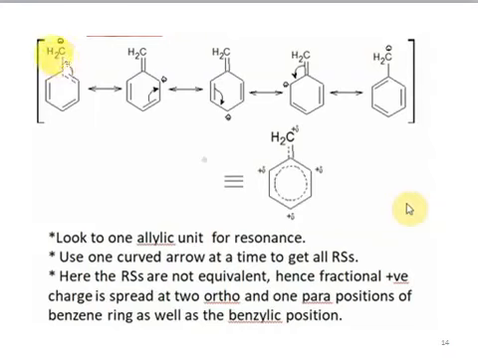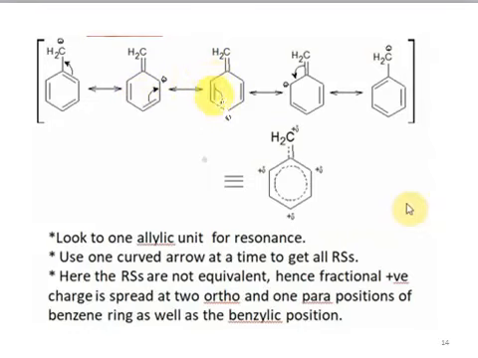When you draw this arrow, what will happen in the next canonical form? Here we will get a positive charge, and here we will get a double bond. Now this has become an allylic system again. This is positive and this is pi. So you shift the pi electrons to this side. Here we'll get a double bond, and here we'll get a positive charge again. So this has become an allylic system again, right?